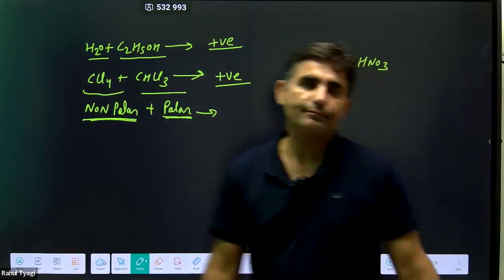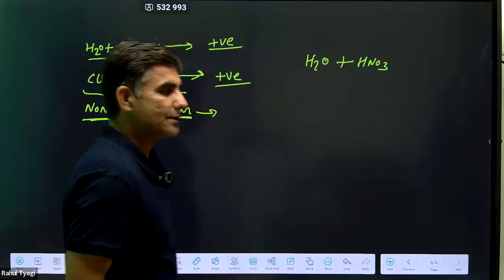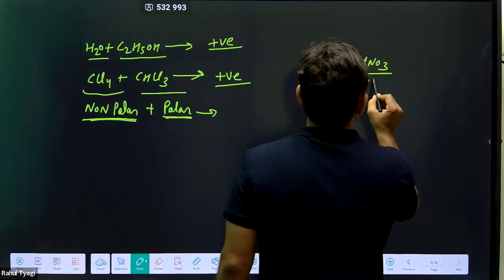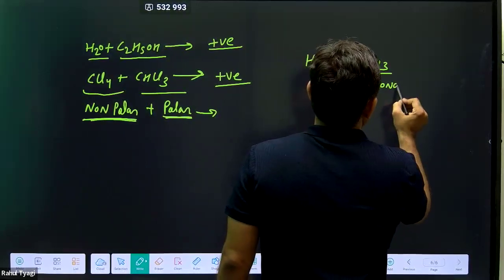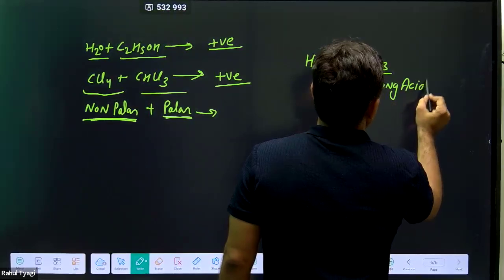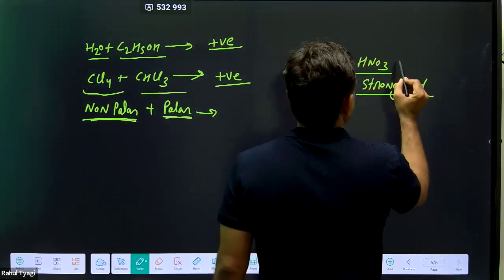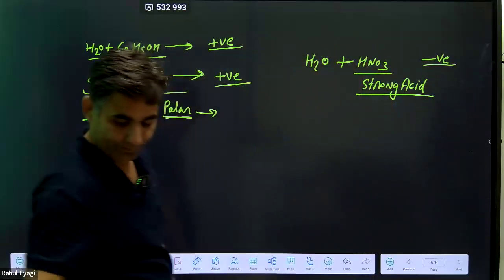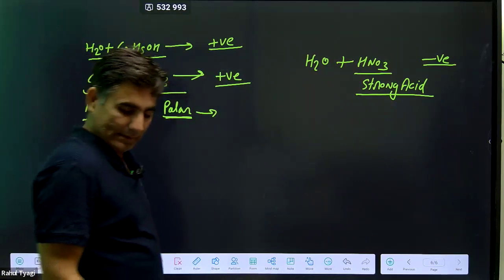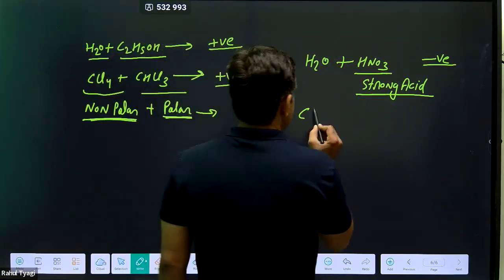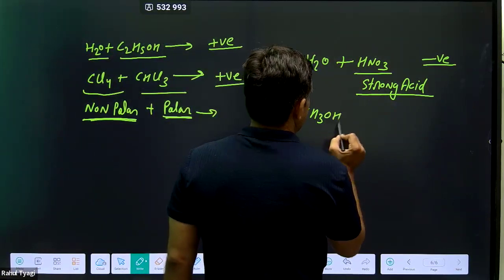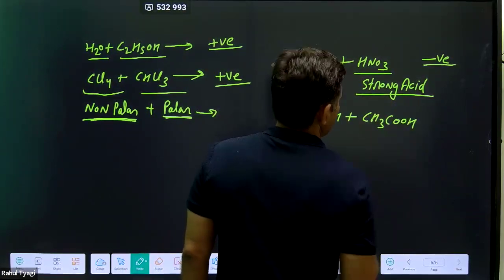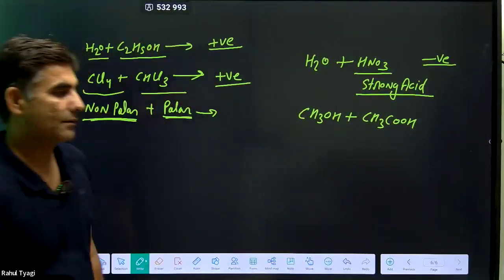It will show negative deviation. Very good. I told you it's a strong acid. That's why it will show negative deviation. One more. CH3OH plus CH3COOH. Tell me this one.